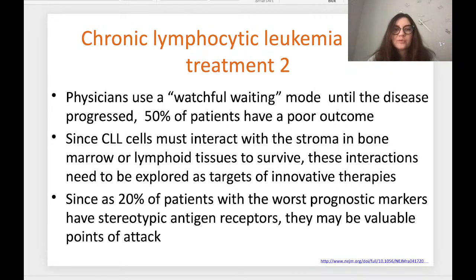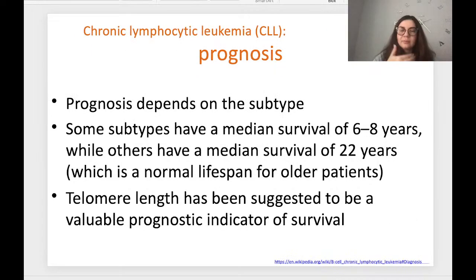Physicians use a watchful waiting mode until the disease progresses. 50% of patients have a poor outcome. Since chronic lymphocytic leukemia cells might interact with the stroma in bone marrow or lymphoid tissues, to survive, these interactions need to be explored as targets of innovative therapies. Since 20% of patients with the worst prognostic markers have stereotypic antigen receptors, they may be valuable points of attack.